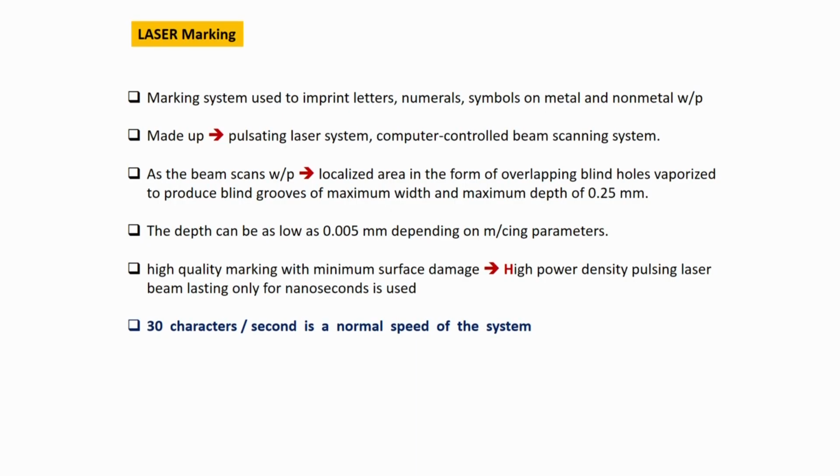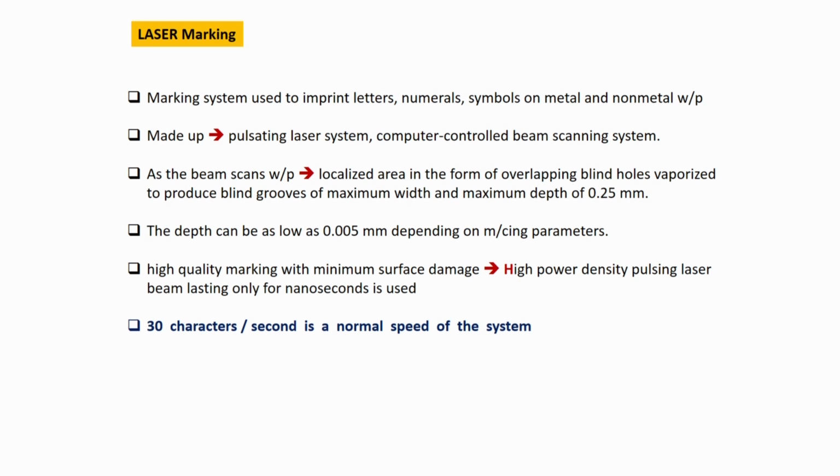So marking system is used to imprint letters, numerals or symbols on a metal or non-metal workpiece. It is done by a pulsating laser. You cannot do the marking operation by a continuous wave laser. Also you need a computer controlled beam scanning system.